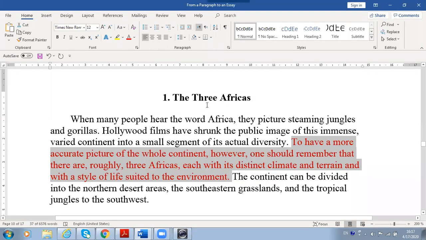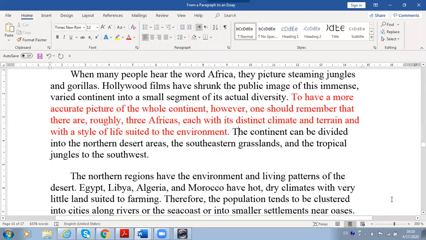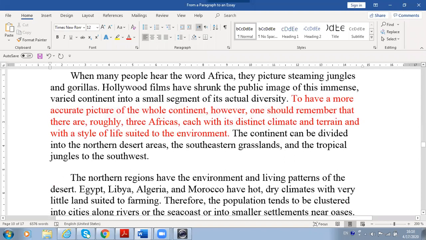That's what the author is trying to tell us, that Africa has got 3 different aspects, each with its distinct climate and terrain. Terrain means land, and with a style of life suited to the environment. This is the thesis statement. And what is your blueprint?